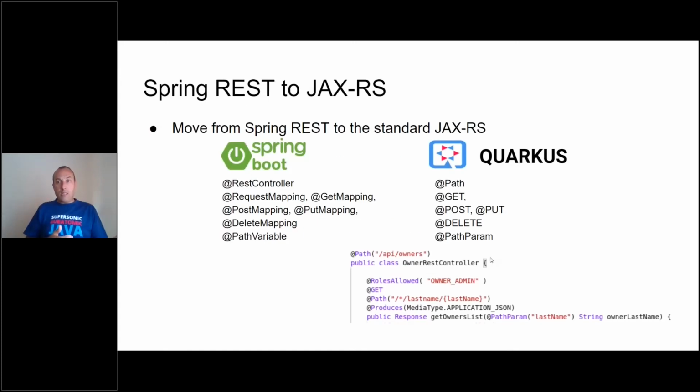Regarding Spring REST, it's also easy because we have more or less a one-to-one mapping in annotations, except for the request mapping, which we need to break into 3 different annotations. But apart from that, it's more like a string replace and nothing else.